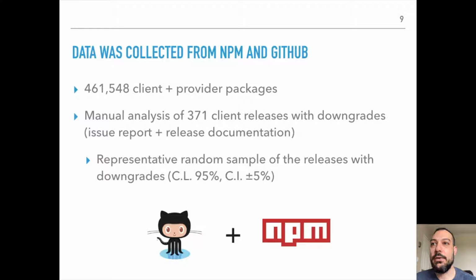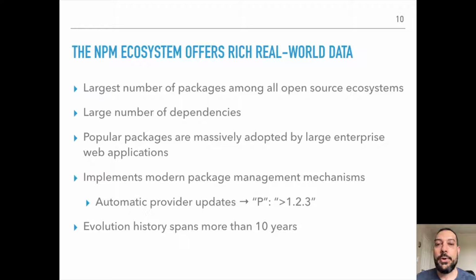For our study about downgrades, we collected data from NPM and GitHub. We also performed a manual analysis of a random sample of 371 releases that contain a downgrade. We analyzed the commits, the pull requests, and the issues that are associated with those releases. We collected data from NPM, but why NPM? Because NPM is the largest and most popular ecosystem nowadays, and therefore it has a large impact over developers. Also, NPM implements an automatic update mechanism, which is of interest in this paper.